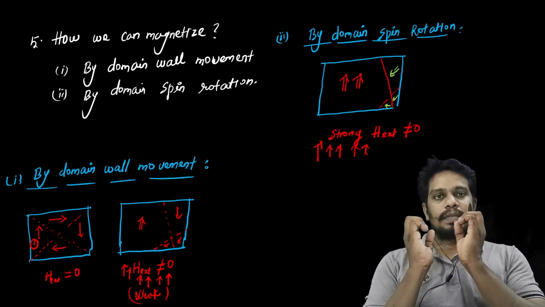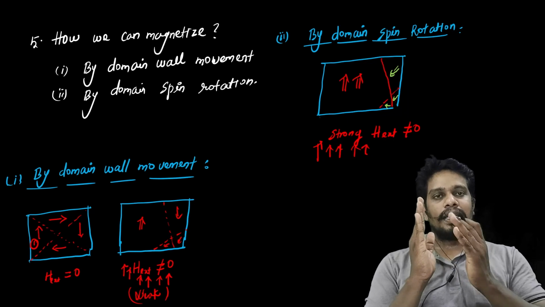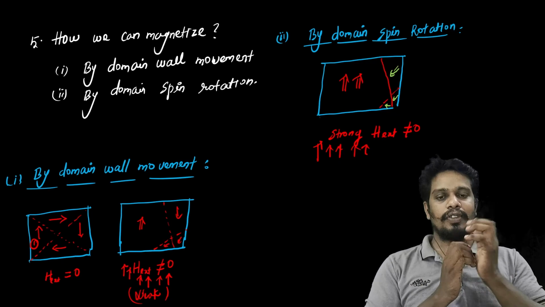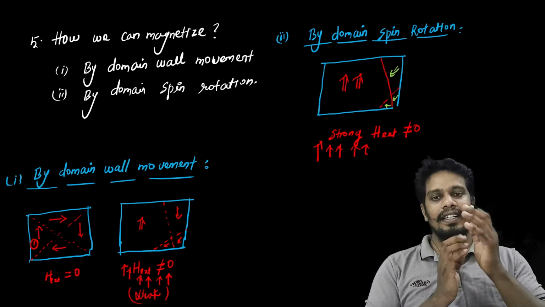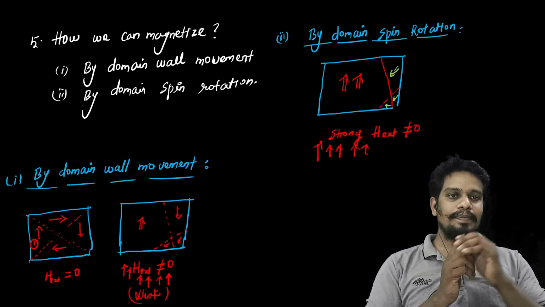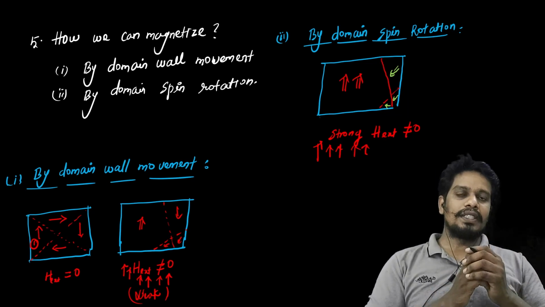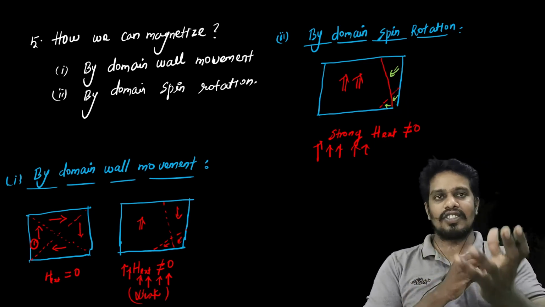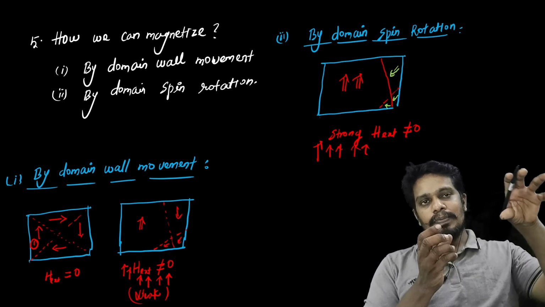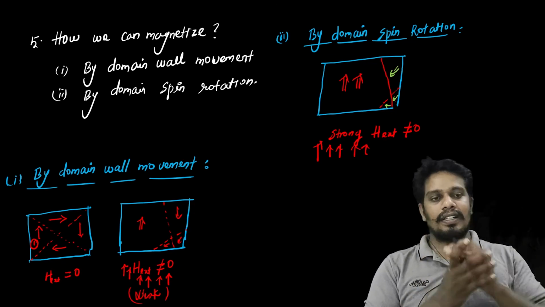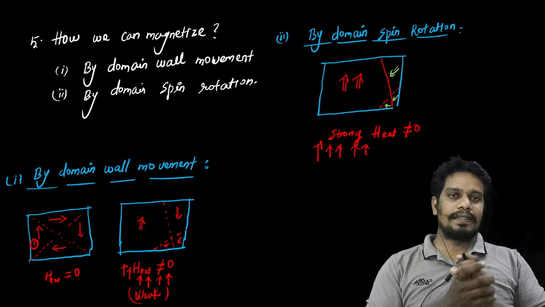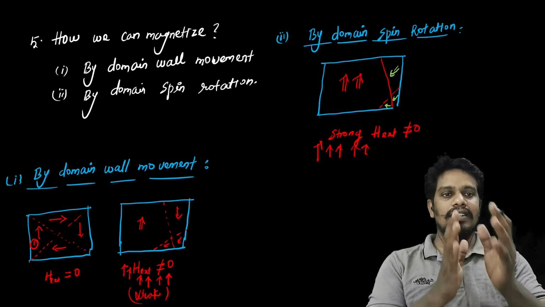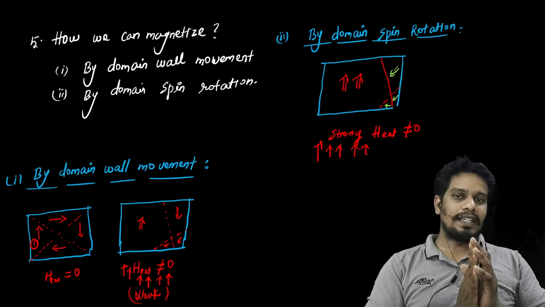The domain spins parallel to the external magnetic field will grow larger. So if the ferromagnetic material is getting magnetized this way, it is called domain wall movement magnetization. For domain spin rotation magnetization, if you give a stronger external magnetic field, the spins of each domain will try to rotate along the external magnetic field direction. If your magnetic material is magnetized this way, it is called domain spin rotation magnetization.